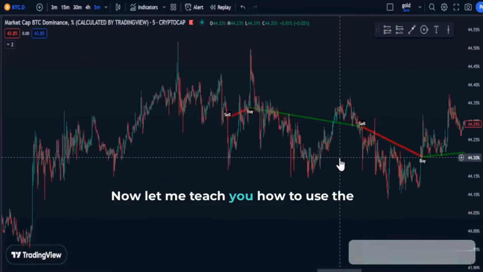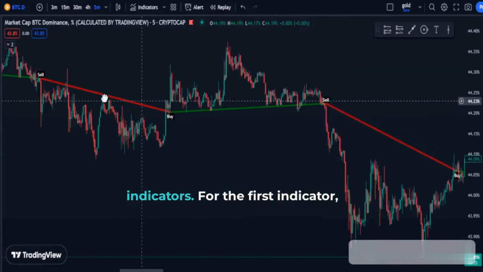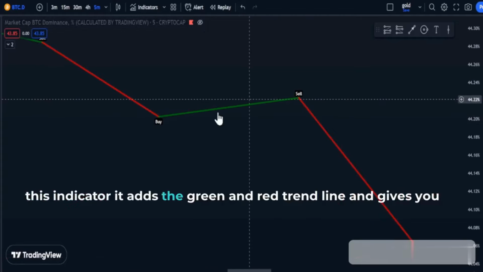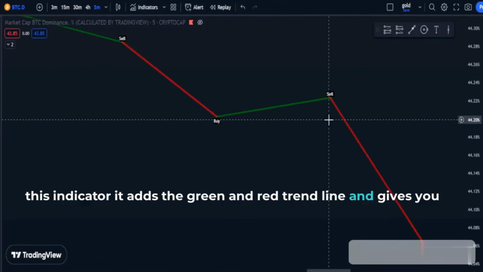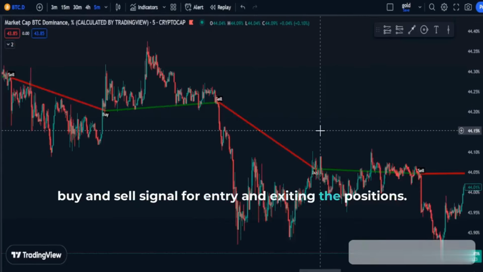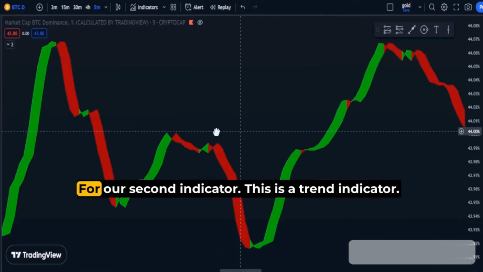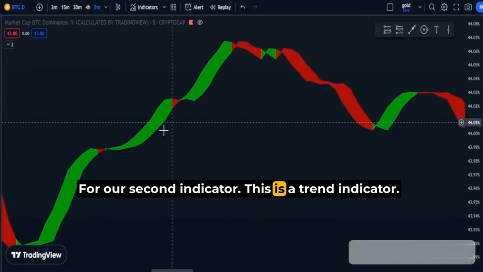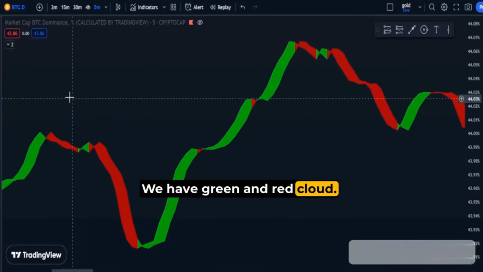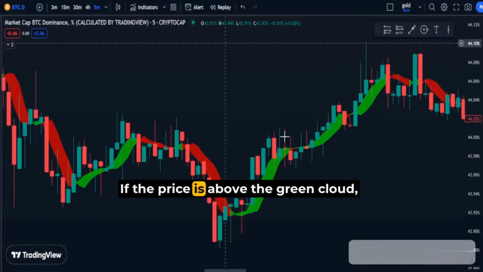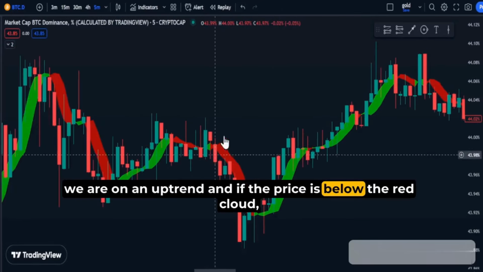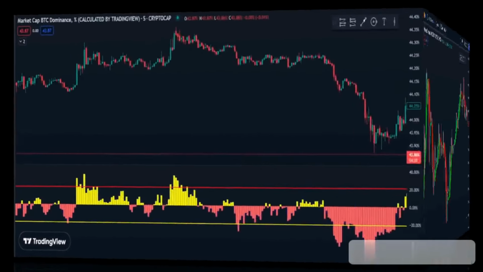Now, let me teach you how to use the indicators. For the first indicator, it adds the green and red trend line and gives you buy and sell signals for entering and exiting the positions. For our second indicator, this is a trend indicator. We have green and red cloud. If the price is above the green cloud, we are on an uptrend, and if the price is below the red cloud, we are on a downtrend.